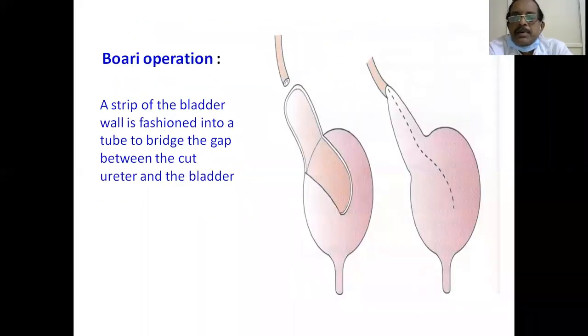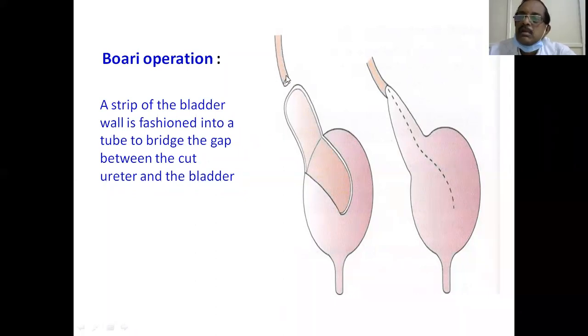This is the Boari operation, wherein a strip of the bladder is fashioned into a tube to bridge the gap between the cut ureter and the bladder. Suppose the ureter is lost higher up. If you bring this ureter to the bladder, you see there will be tension. Then you take the bladder wall, this flap of the bladder, and make it into a tube and put it here. So you are gaining this much length. So this much loss of ureter can be managed by taking a bladder flap and anastomosing it to the ureter.